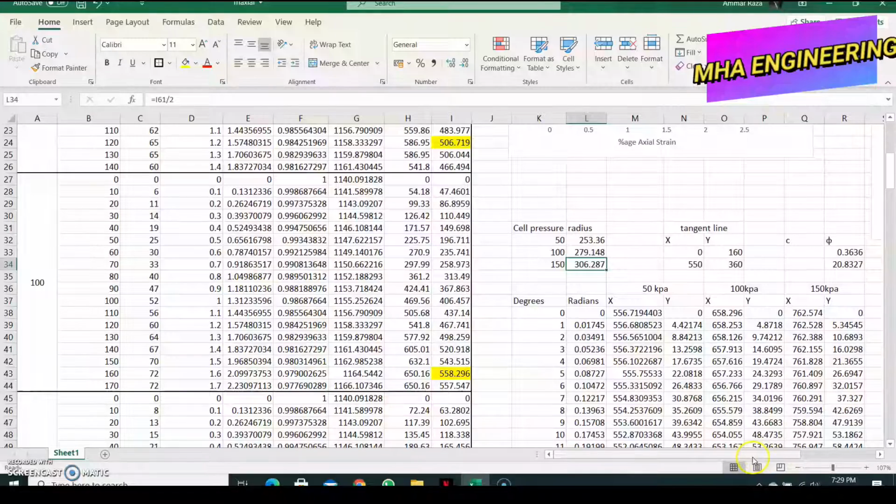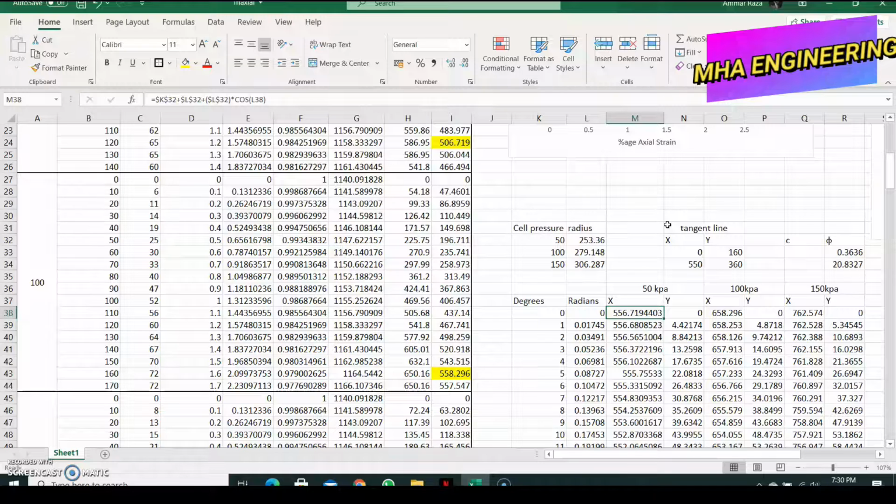Then once we set the degrees and convert them to radians, we have to get XY coordinates for each of our values, 50 kPa, 100 kPa, and 150 kPa. So how do we get this? Now here it's slightly different. The formula is for the most part the same. However, the difference is that in our x values, first it used to be r plus r cos theta, the radius plus radius into cos theta.